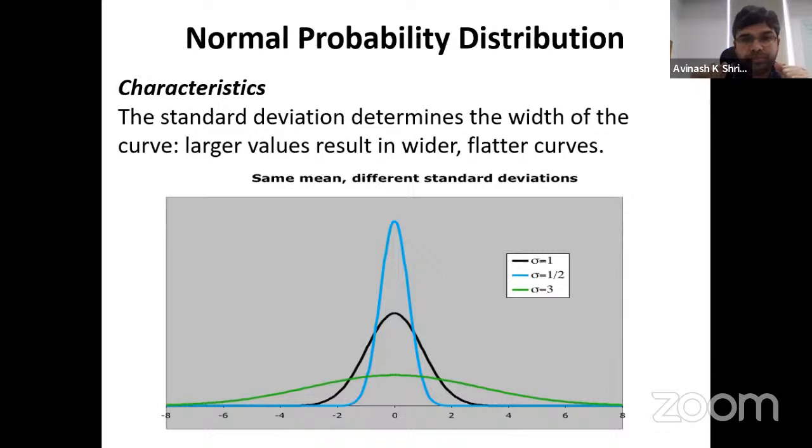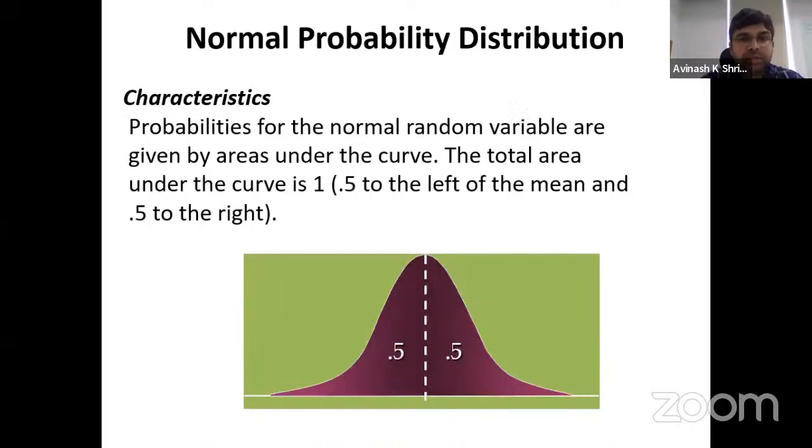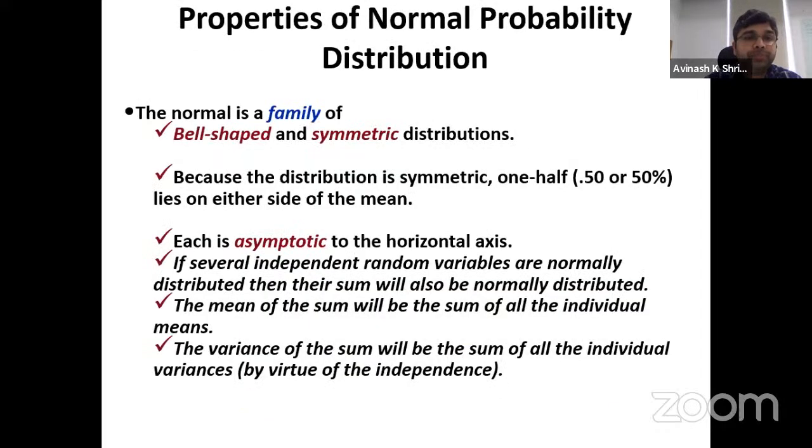But then again, in all these cases, the properties of a normal distribution remain the same. Area under the curve is 1, it is symmetrical in nature, and so on. So it is happening because of the change of the sigma values, right? And this is another characteristic which I mentioned, that the area is equally divided into two parts. So in a nutshell, these are the properties, right?